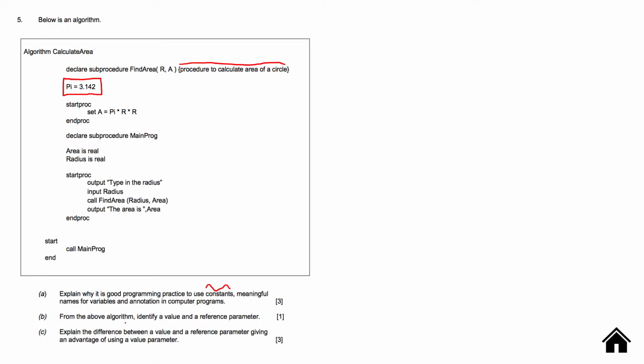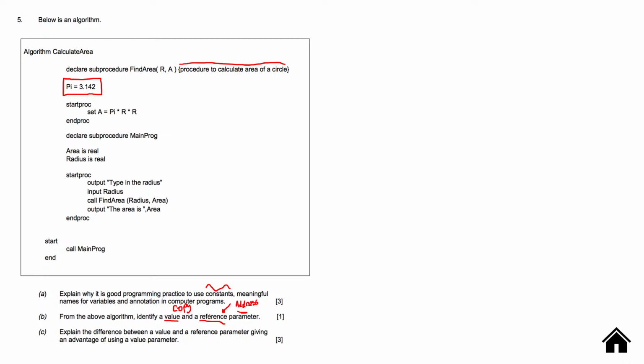Now in addition to this, from the above algorithm, identify the value and the reference parameter. Okay? So reference, remember, is the address. So we're passing the address, and that means that variable can actually change. Value is a copy. So in this algorithm here, first identify the parameters.